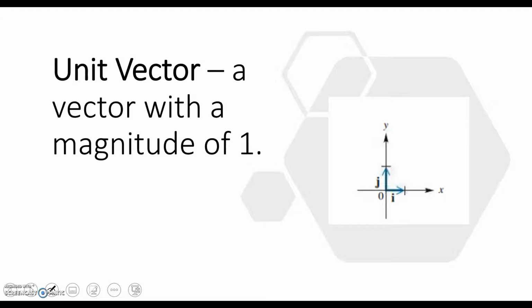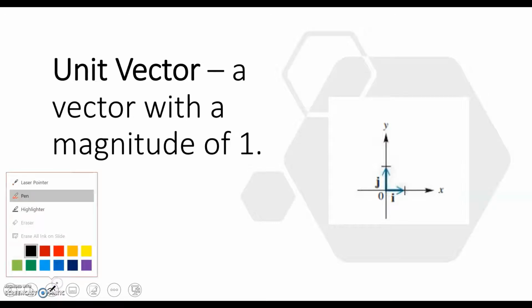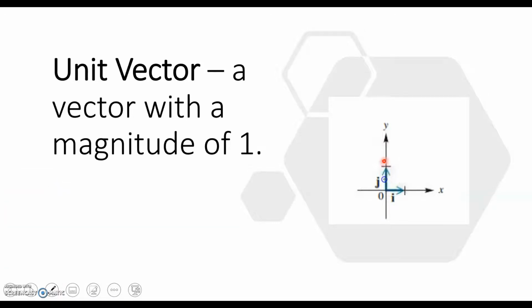Next, we're going to talk about a unit vector. A unit vector is a vector with a magnitude of 1. We have two examples of a unit vector over here. This one is the vector defined by the point (0, 1), and this is the vector defined by the point (1, 0). We will write both of those vectors like this: the first one would be (0, 1), and the second one would be (1, 0).